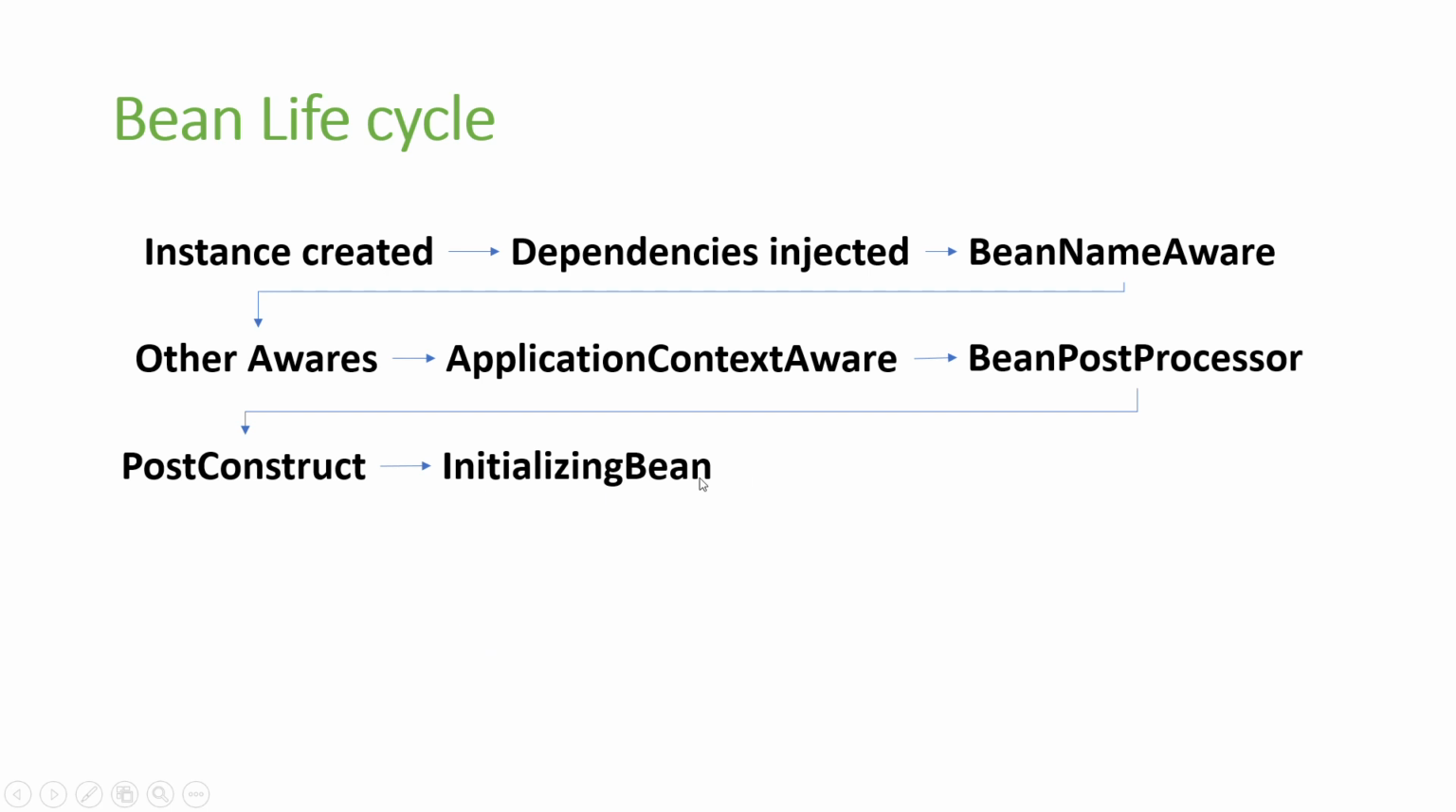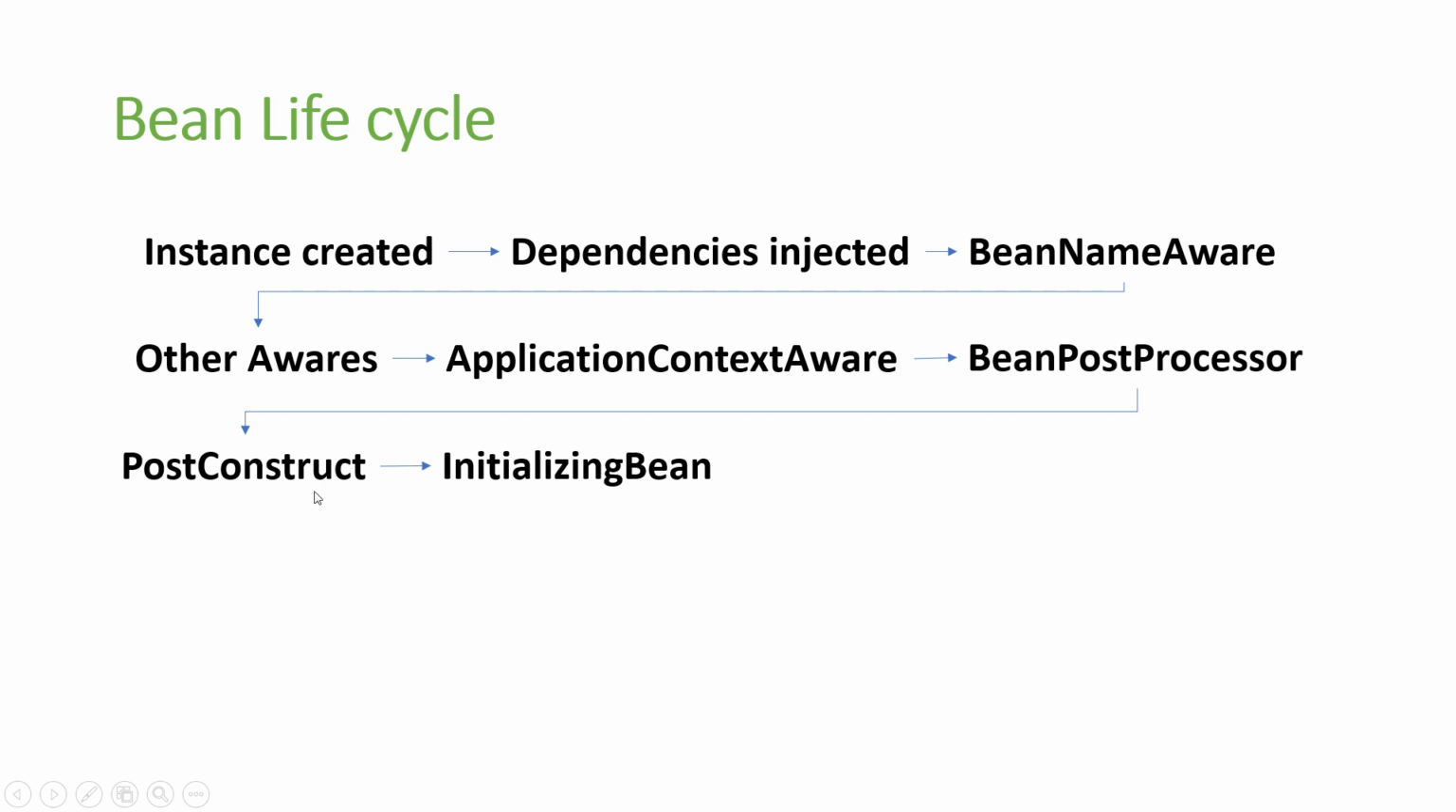So InitializingBean, again, if this bean implements InitializingBean, that means InitializingBean is an interface. If our bean implements InitializingBean, then one method will be there. That method will get called by the Spring container. This is also for initialization purposes only.